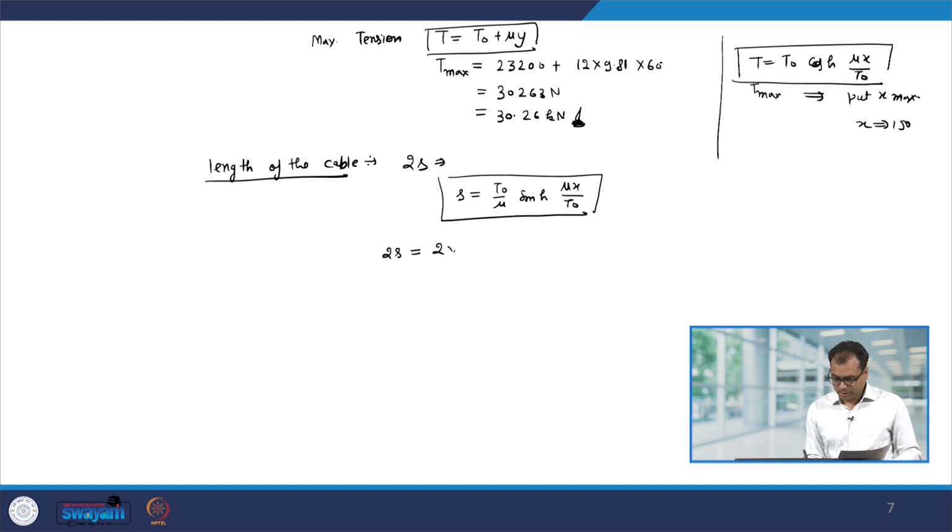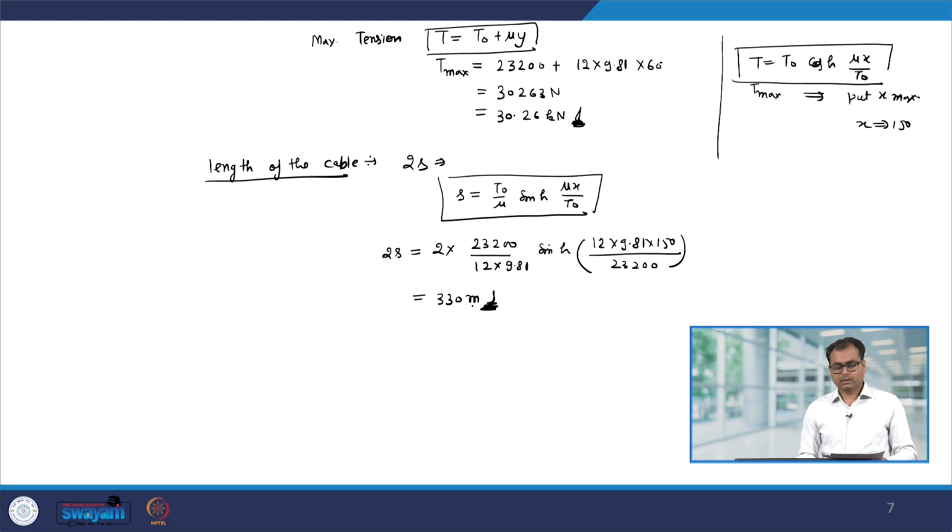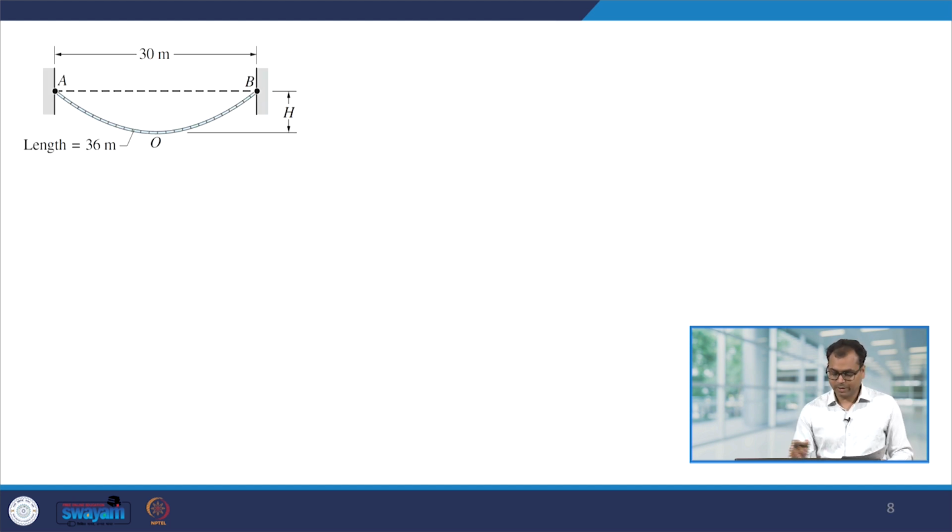So, therefore, 2S will be 2 times T naught, which is 23200 divided by 12 into 9.81, this is the weight per unit length, sine hyperbolic 12 into 9.81 into 150 divided by T naught, which is 23200, and you can solve it using a calculator. This will be 330 meter.